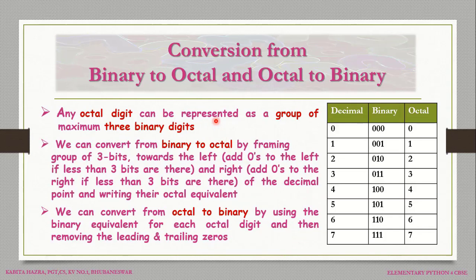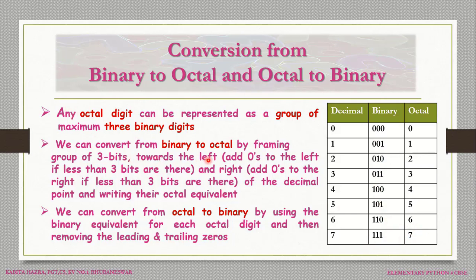Conversion from binary to octal and octal to binary. One method is that we can convert from binary to decimal and then convert decimal to octal, or conversely from octal to decimal and decimal to binary. However, we can do it in a shorter way. As we know, each octal digit can be represented as a group of maximum 3 binary digits. We have the table here for the binary representation of all the octal digits. There are 8 digits 0 to 7, and the 3-bit representation may be 000, 001, 010 and so on up to, for 7 it is 111.